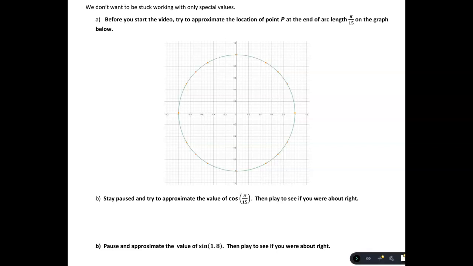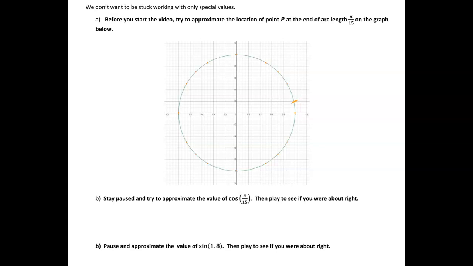Pi over 6. And we know that if we cut that in half, that would be pi over 12. So pi over 15 is going to be even a little bit smaller than that. So let's just say, maybe around here. So that's approximately where I think my pi over 15 ends. This is definitely approximate, but just trying to get a sense of what these values are.